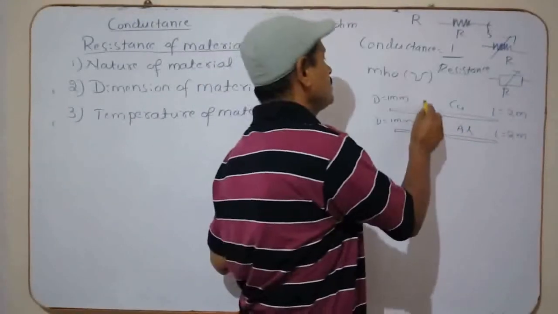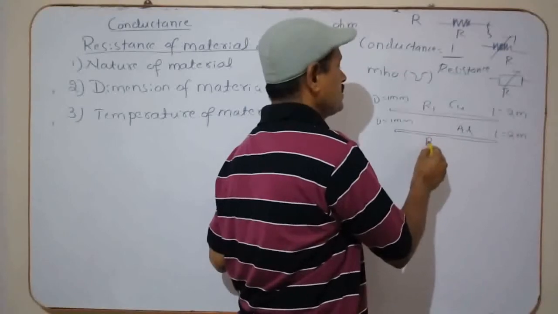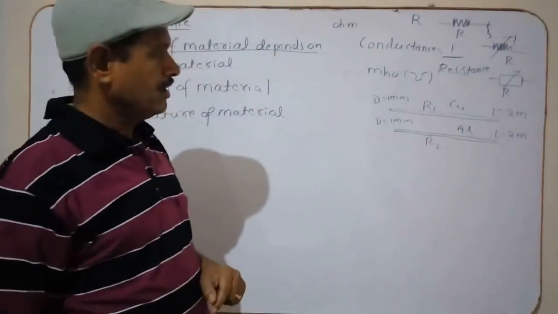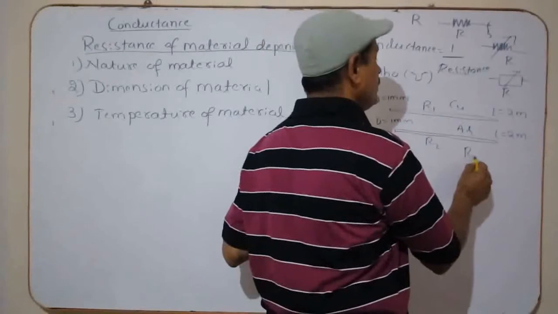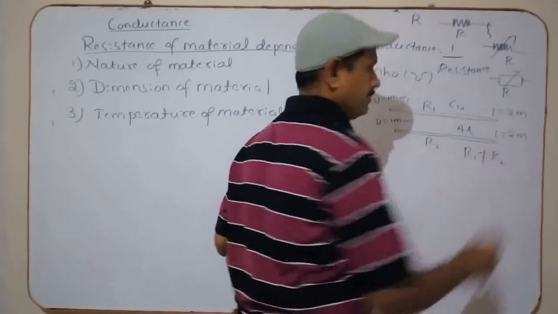Now suppose the resistance of the copper is R1, and the resistance of the aluminum is R2. Definitely R1 is not equal to R2.